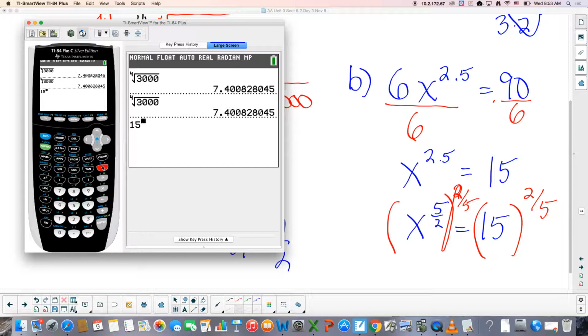Now I can change that to a decimal if I'd like. Or I'm just going to leave it as a fraction. Because I don't want to get it wrong. I know it's hard to see. Can you see that little 2/5 there? You can see it there maybe. Enter.